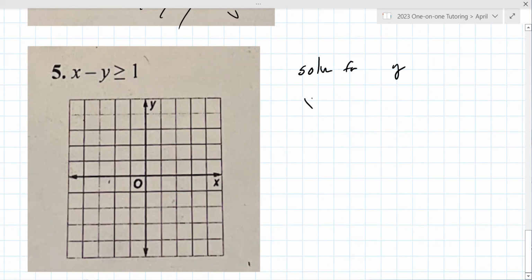Let me rewrite it here: x minus y greater than or equal to 1. You're going to subtract x from both sides. It's better to put the x in front of the number, so it's going to be minus y greater than or equal to minus x plus 1. Take a look at that and make sure you're comfortable with how that was done.